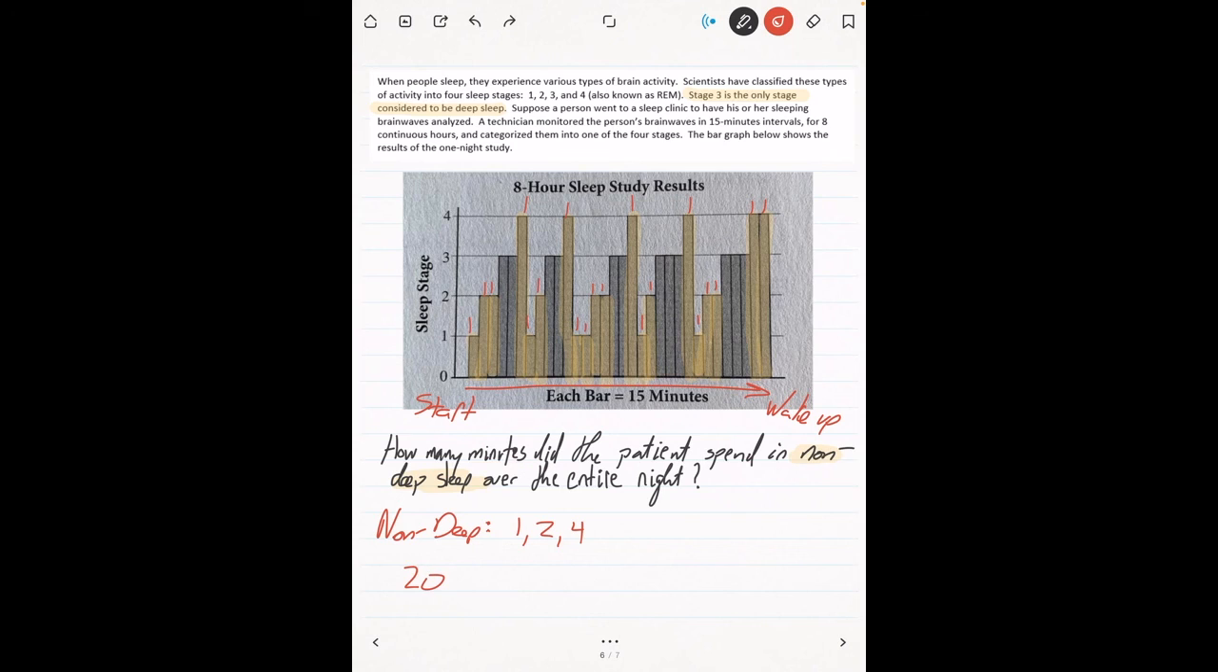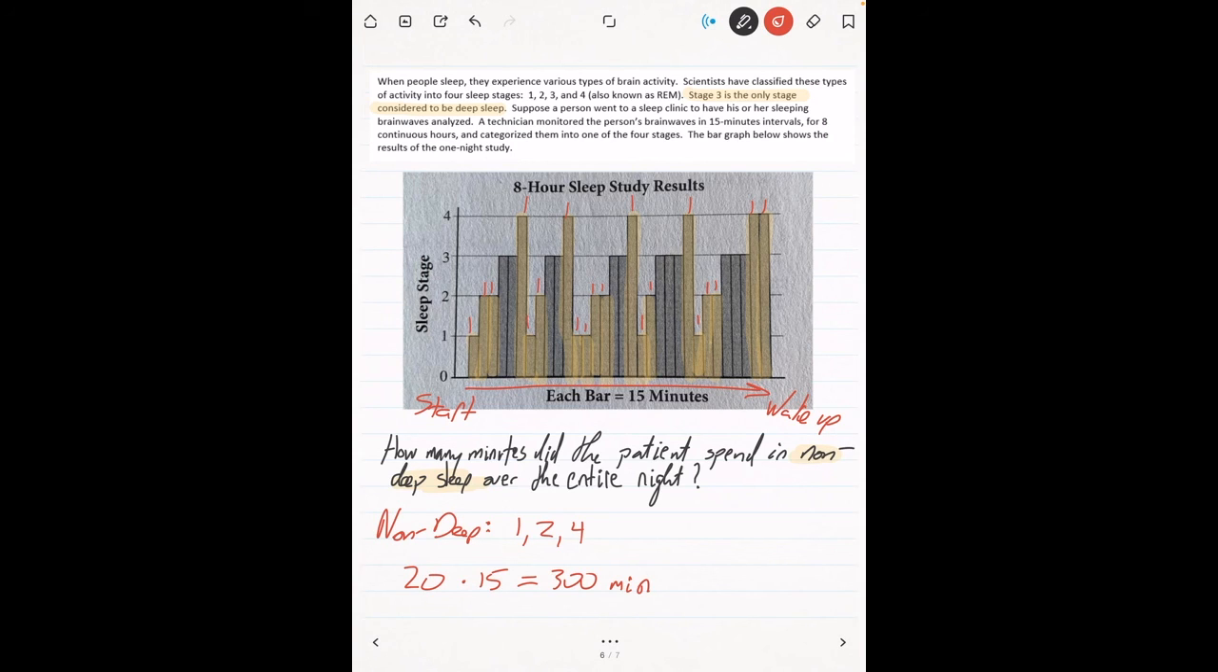Well, if each of these bars is 15 minutes, and I colored 20 of them in, just multiply. 20 times 15. And you get 300. So it should be 300 minutes. 300 minutes you spent in non-deep sleep.